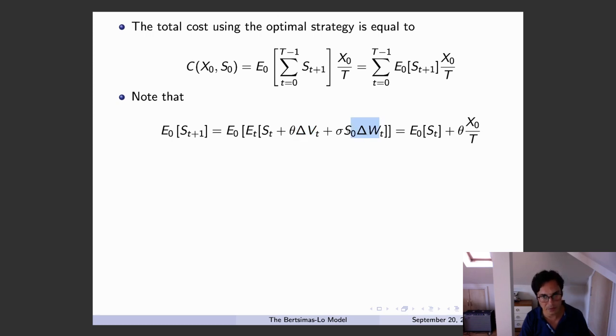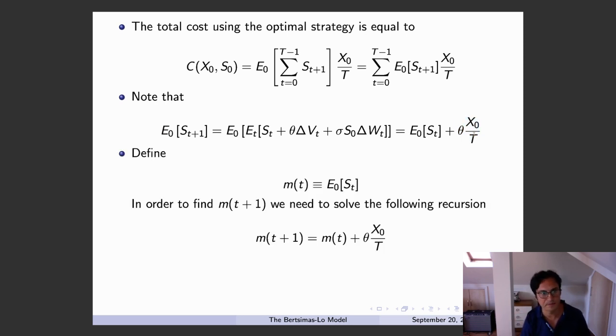Now, the Brownian motion component disappears. We can substitute the optimal policy into dv_t, which is x0 divided by T. So we are left with the expectation of the price at time t plus the impact of that child order execution at time little t. So the expectation at t plus 1 will be the expectation at the previous time plus the impact that optimal execution has at time little t.